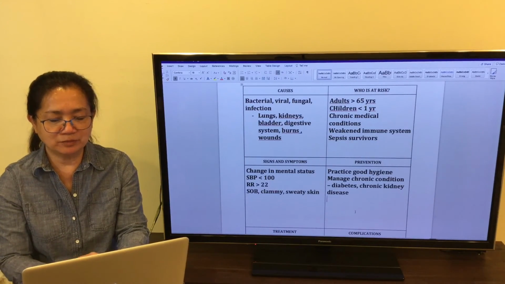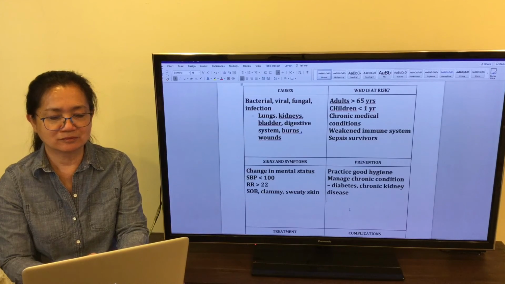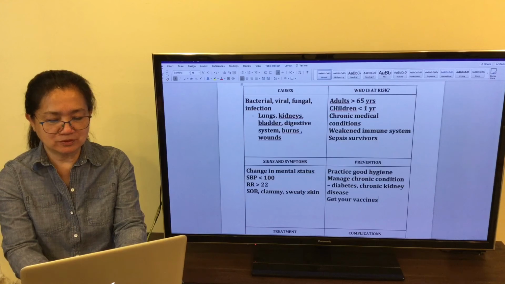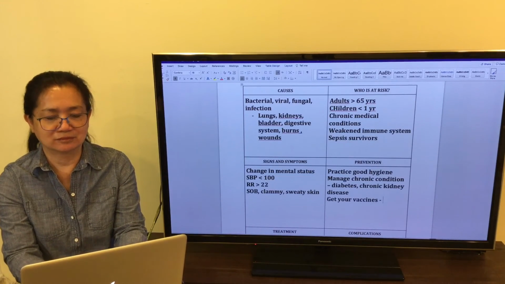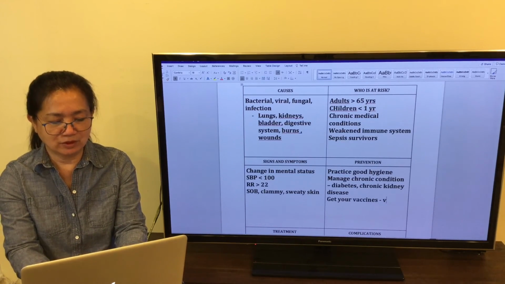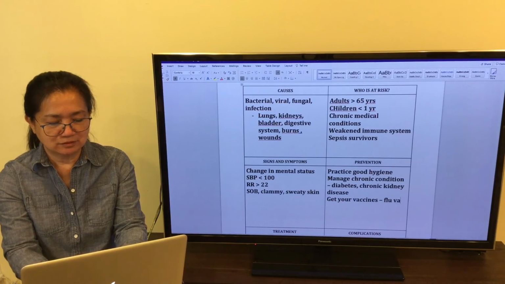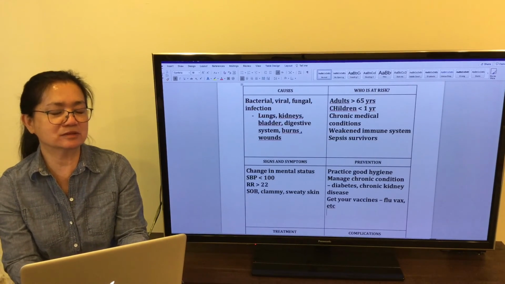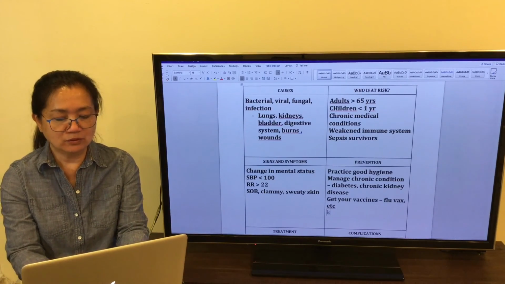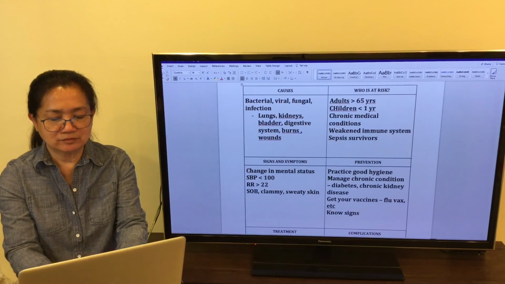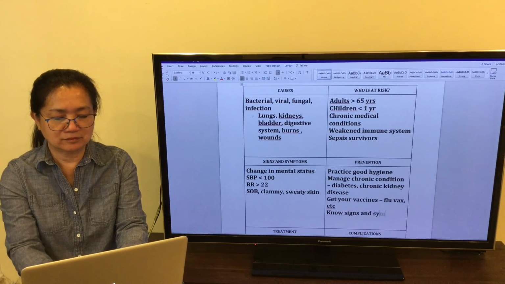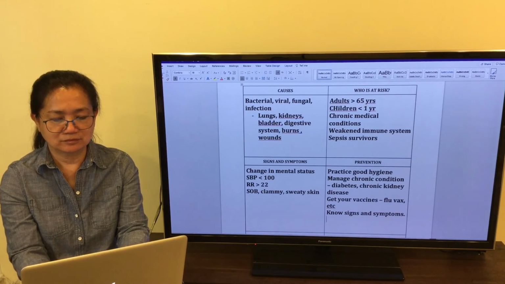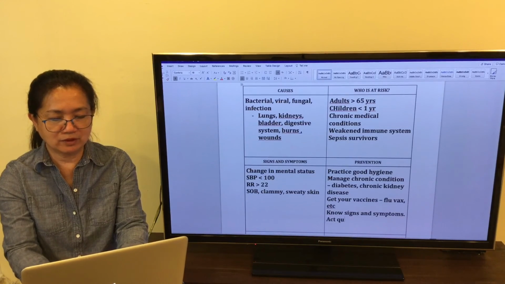Okay, so other prevention measures. Get your vaccines. What are examples of these vaccines? COVID-19, the flu. Okay, flu vaccine, etc. What else can we do to prevent sepsis? Know the signs and symptoms, and act quickly. Very good.